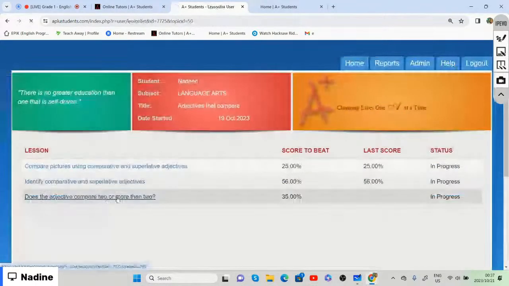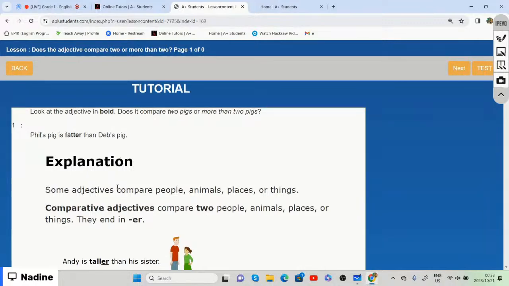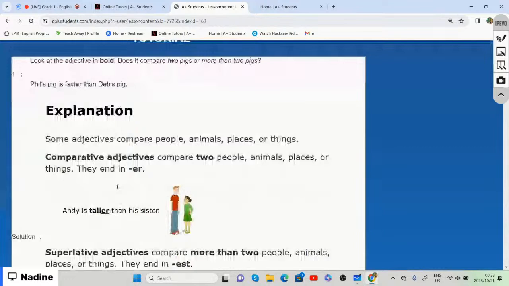All right, so now we're going to the next lesson that says, does the adjective compare two or more? So that's when we compare two or more. We need to find the adjectives that compare two or more than two, either animals, people, places, or things. And once again, some adjectives compare people, animals, places, or things.